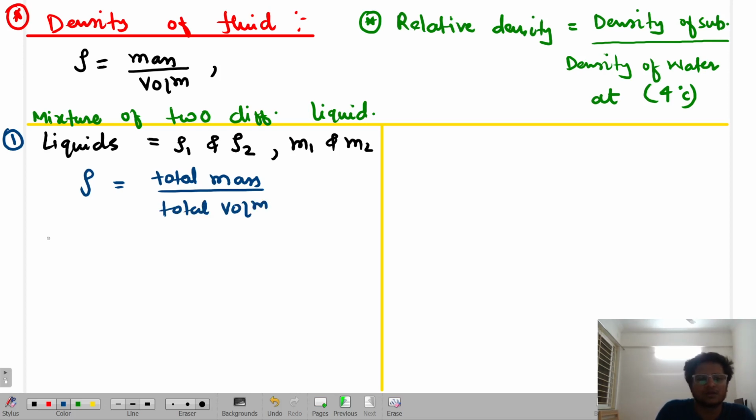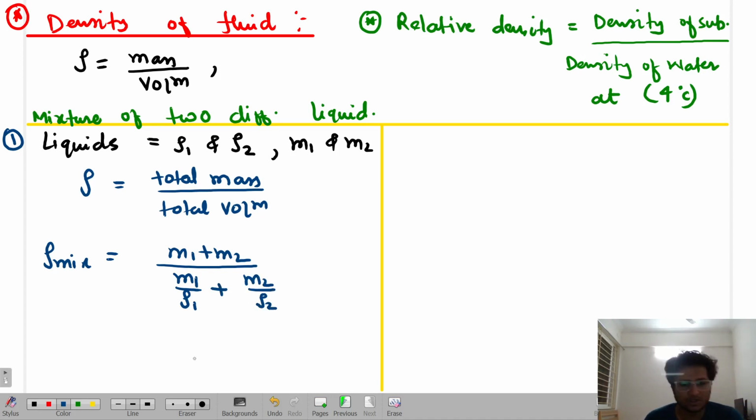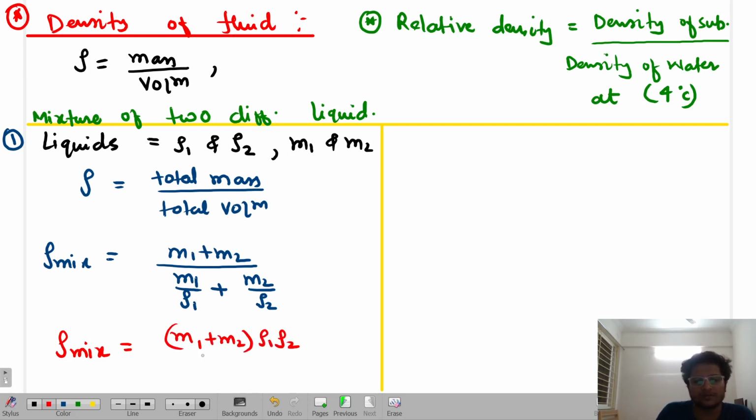So look over here. Density of the mixture: total mass is known to us, which is m1 plus m2. But do we know our total volume? No. So total volume is what? V1 plus V2, isn't it? But what is V1? Mass m1 by density rho 1, isn't it? Similarly, mass m2 by density rho 2. Are you able to get me or not? So therefore, density of mixture when masses are known to us is given as (m1 plus m2) into rho 1 into rho 2 divided by (m1 rho 2 plus rho 1 m2). Are you able to get me or not?